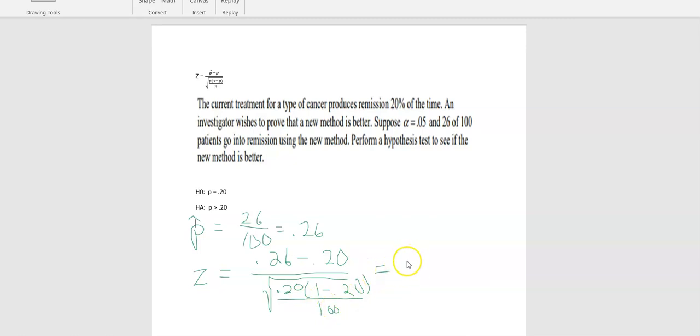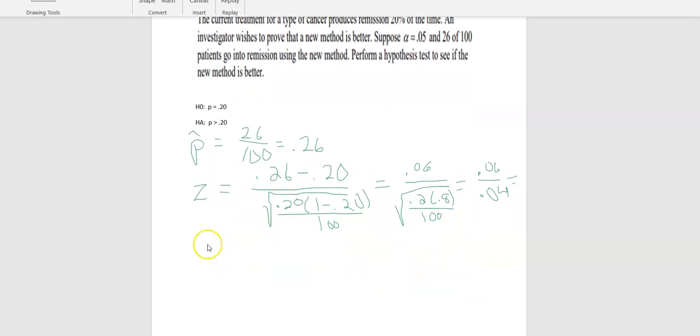So let's work this out. On top, we'll have 0.06. On the bottom, I need to first go ahead and subtract: 1 minus 0.20 is 0.8. And I will have 0.06 on top, and I'm going to go ahead and put all of this into the calculator. That's 0.04 on the bottom. And I get 1.5.